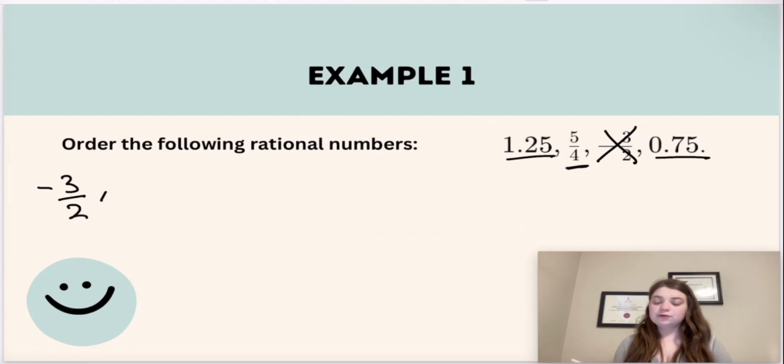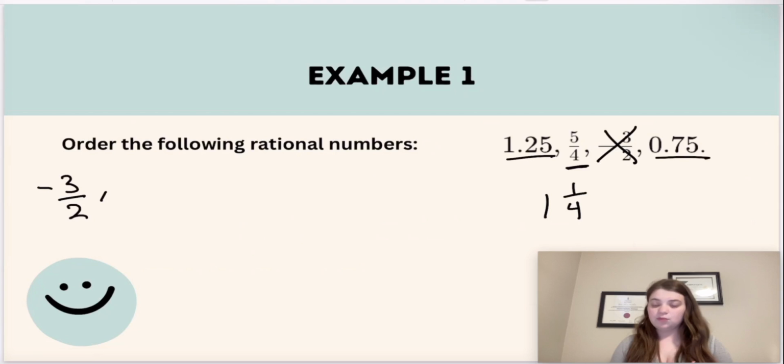So 5 over 4, recall that that's the same as 1 and 1/4, because 4 goes into 5 one time with a remainder of 1, right? Because 4 times 1 is just 4, plus 1 more would be 5. So 5 over 4 is the same as 1 and 1/4. And also recall that 1/4 is the same as 0.25, right?